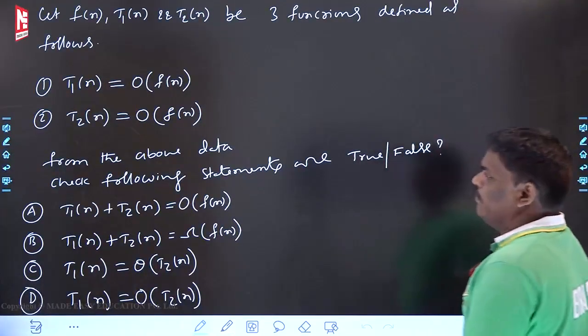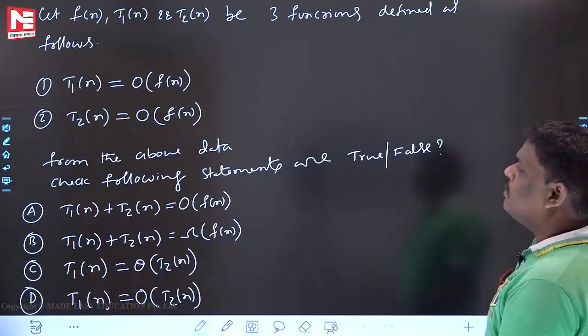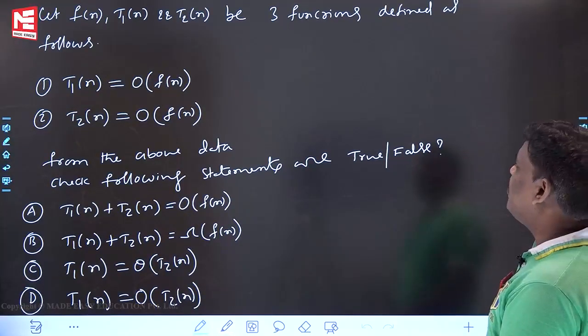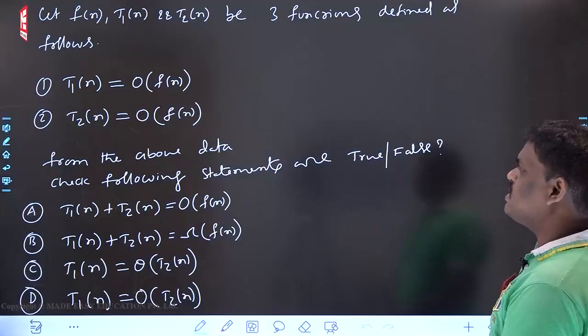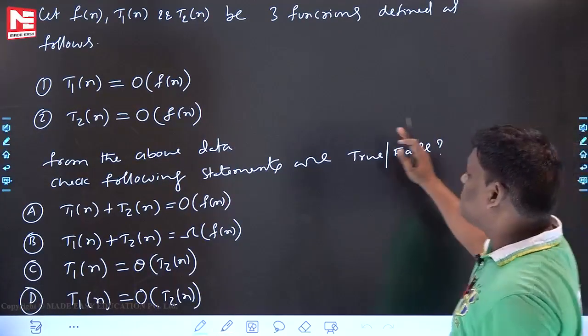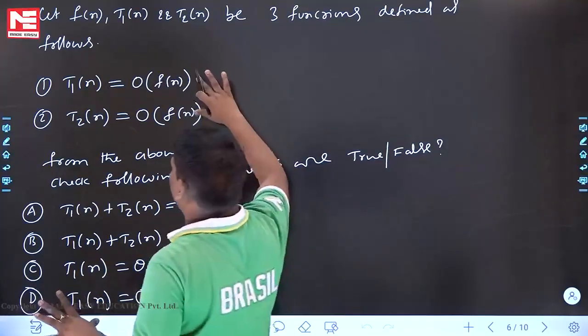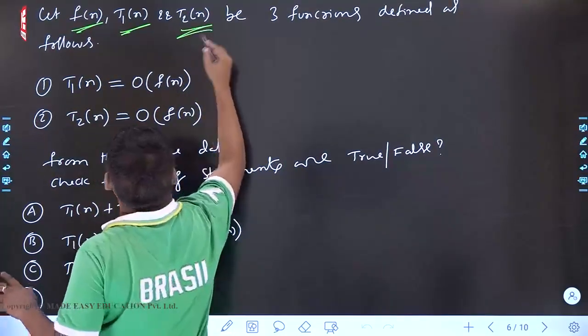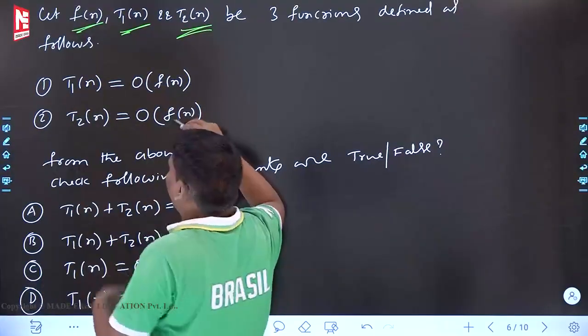I am also reading. Let f of n, t1 of n and t2 of n be 3 functions defined as follows. So like the previous problem, 3 functions are there, f of n, t1 of n, t2 of n. These are defined like this. How are they defined? Let me check.